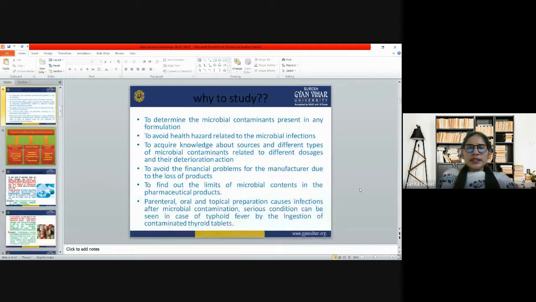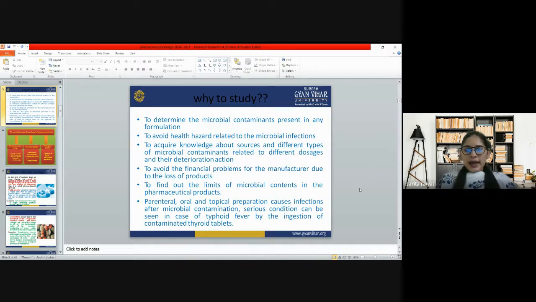Now, why do we need to study spoilage? We study spoilage to determine the microbial contaminants present in any formulation, to avoid health hazards related to microbial infections, and to acquire knowledge about the source and different types of microbial contaminants that lead to different dosage forms and their deteriorating action. Also, to avoid financial problems for the manufacturer due to the loss of product, and to find out the limits of microbial content in the pharmaceutical product.